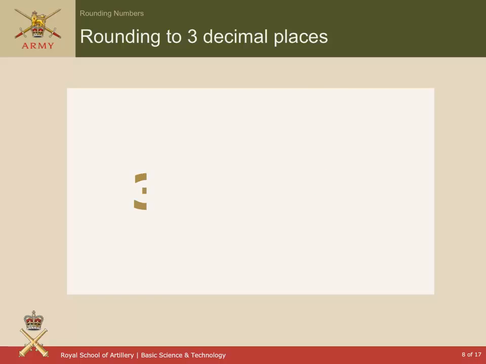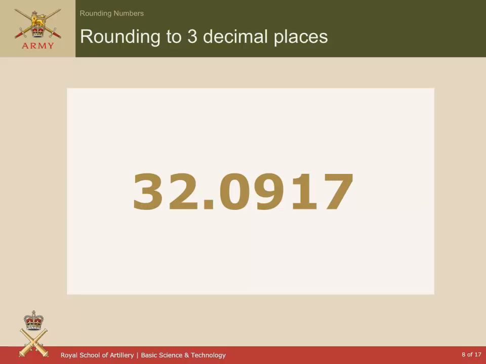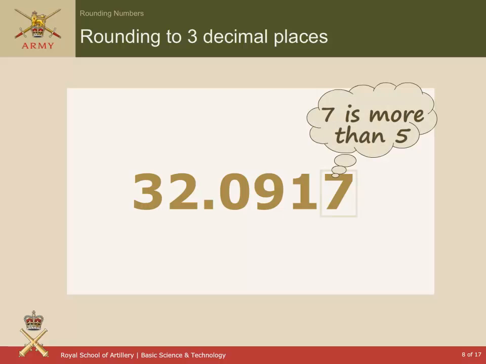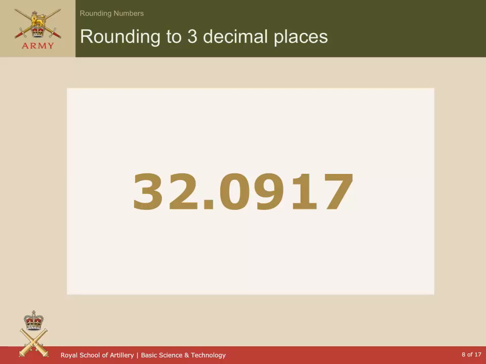Here's another number, 32.0917. We're going to round to 3 decimal places. Look at the third decimal place, it's a 1. What comes after it is a 7. Is that greater than 5? Yes, it is. Therefore, when rounded to 3 decimal places, that third decimal place is rounded up to a 2. 32.092.